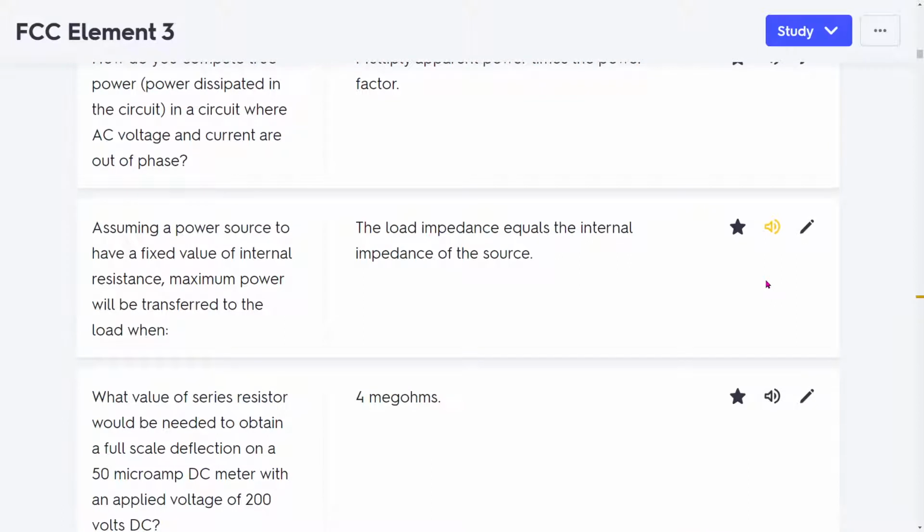Assuming a power source to have a fixed value of internal resistance, maximum power will be transferred to the load when the load impedance equals the internal impedance of the source.